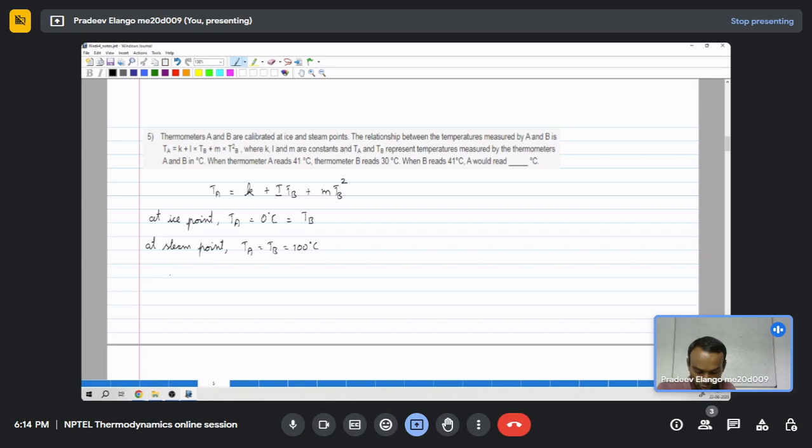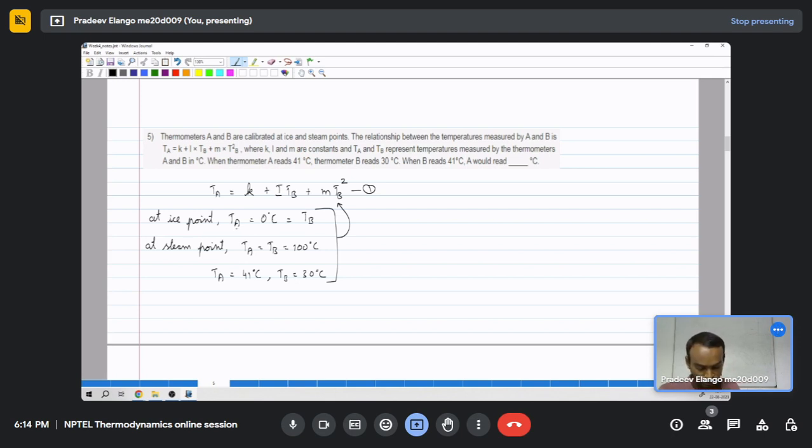and at the third point we have TA equal to 41 degrees Celsius, while TB is showing 30 degrees Celsius. Now we can substitute all these three values in the equation, and then we can find the values of K, I and M, and then we will be able to find the value of A when B reaches 41 degrees Celsius.